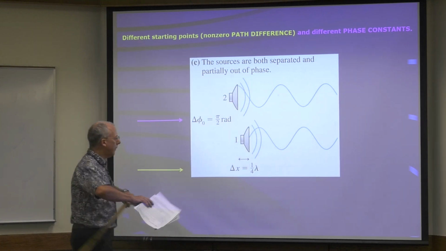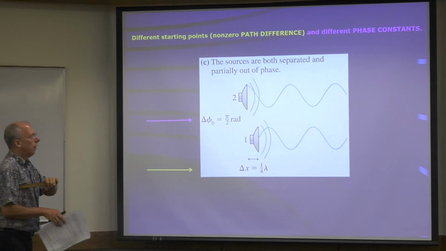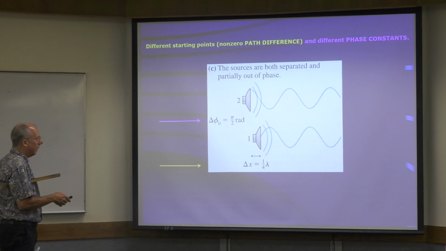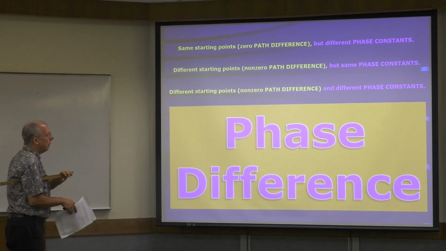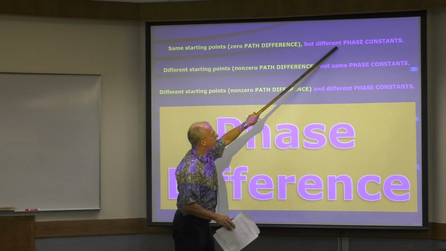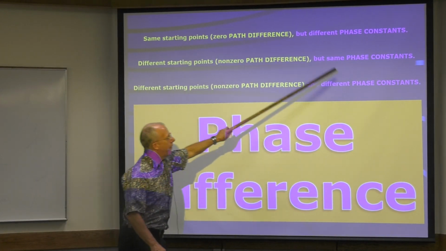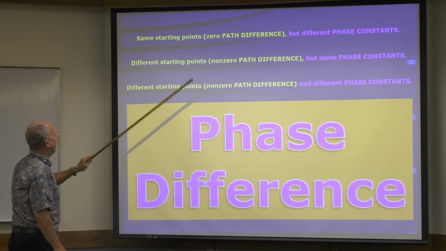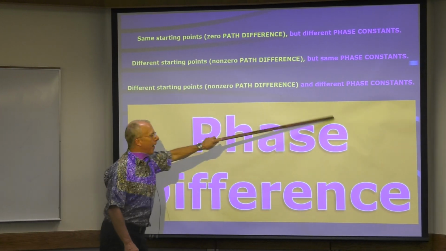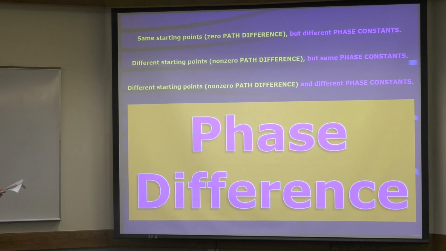All right. So there's 3 ways we can get a phase difference. Same starting points, different phase constants, different starting points, same phase constants, and then different starting points, different phase constants. Right? That's all. And that's the only way you can do it.